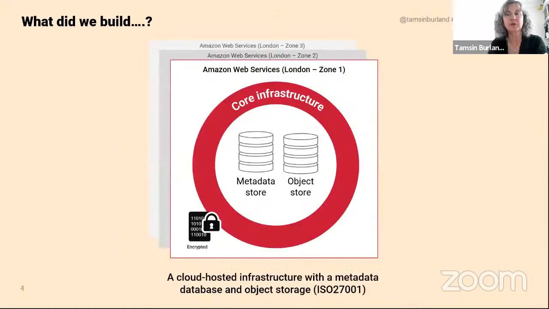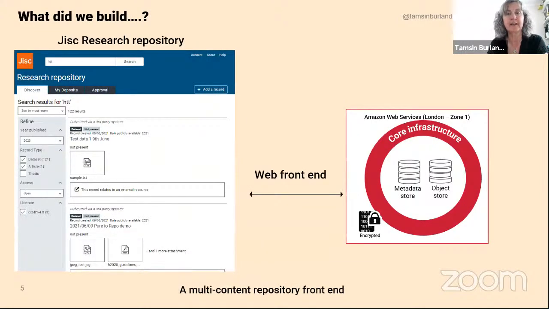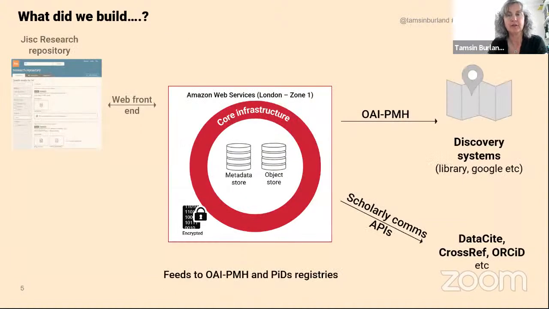Then we built the core infrastructure, which is a database and an object store, cloud hosted on AWS, and it's ISO 27001 certified. Next, we built a repository front end. This is a multi-content, multi-tenancy new generation repository, which meets all the mandatory requirements of Plan S, and displays new generation repository behaviors. And as you'd expect, the repository infrastructure exposes the metadata for discovery and interacts with scholarly comms APIs.